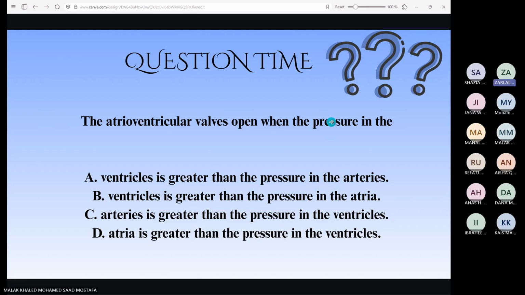Okay, another question. The atrioventricular valves open when the pressure in the... When do the valves open, basically?